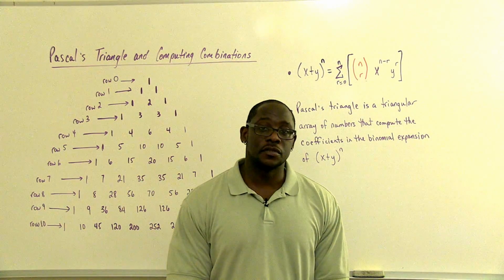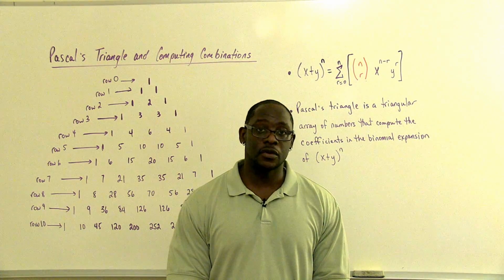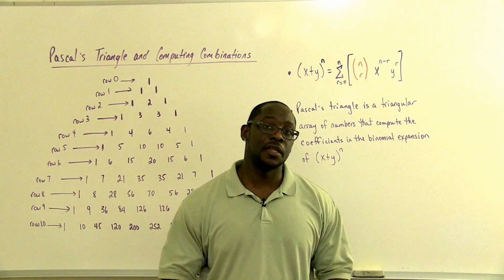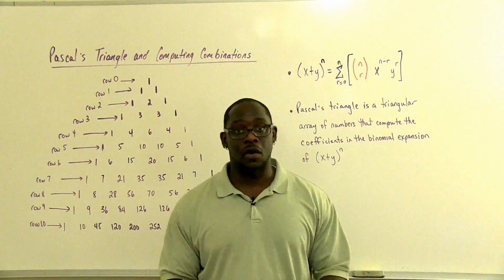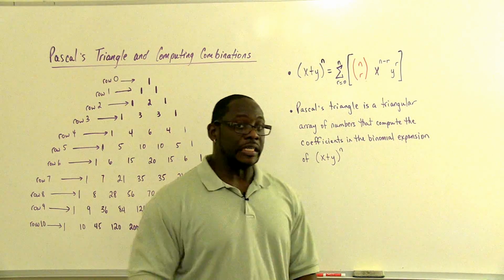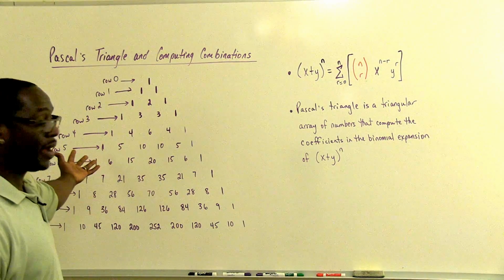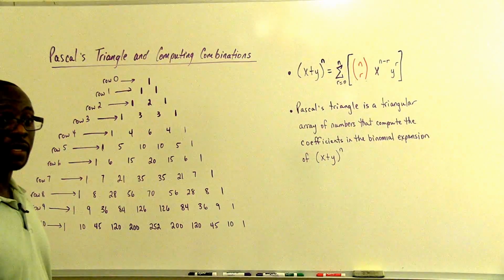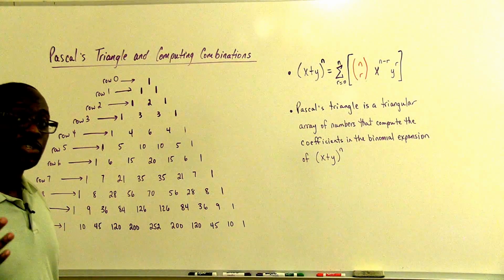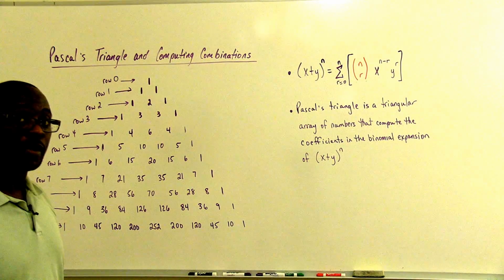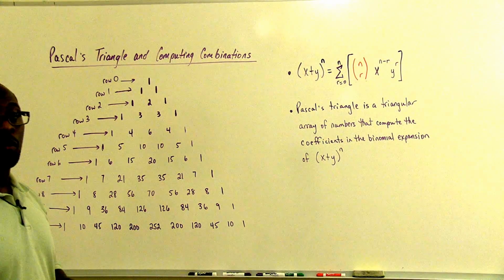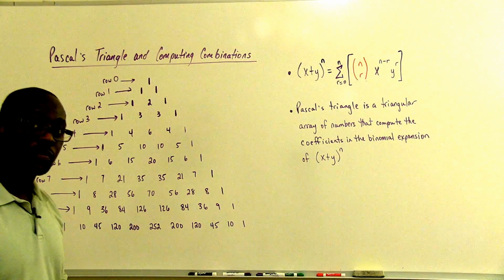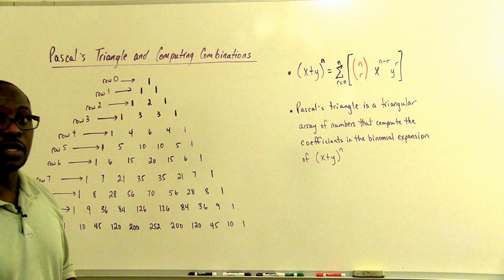This particular lesson will be on Pascal's triangle and how Pascal's triangle relates to computing the combination of n things grouped r at a time. So in short, this is what Pascal's triangle actually looks like. We're going to show you how to construct that a little bit later, but for right now we just want to focus on where Pascal's triangle comes from, what it actually computes, and then we'll make that connection later.